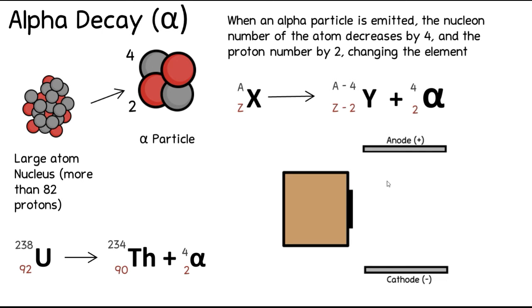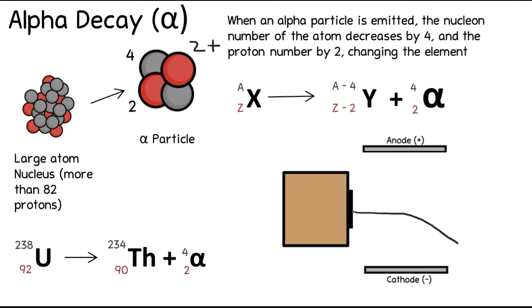So now, this is the experiment I showed you at the beginning. I'm going to show you the path that the alpha particle takes and explain why it takes that path. The alpha particle was actually the type of radiation that tended slightly towards the negative cathode. So you can imagine why this is. This particle here has 2 protons and 2 neutrons, so it actually has a charge of +2, which means it's going to be attracted towards the negative cathode.